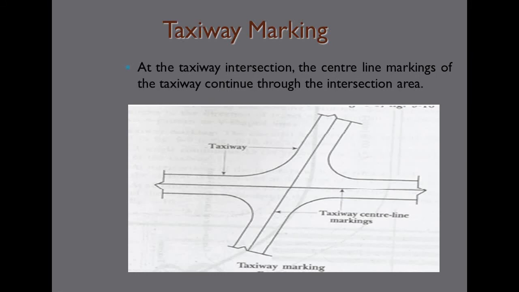At the taxiway intersection, the center line markings of the taxiway continue through the intersection area. So the horizontal one and the inclined one, both are taxiways. So at the junction of 2 taxiways, the center line is just extended.